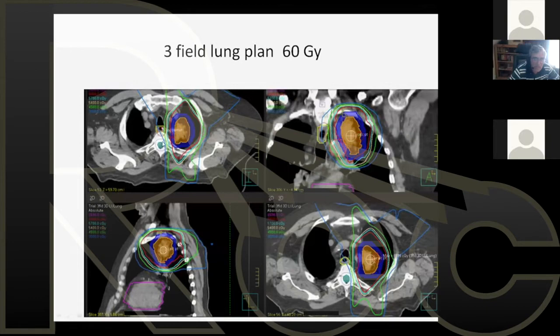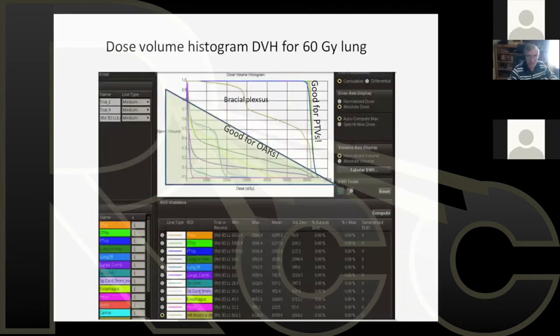Contoured would be the spinal cord and a margin around the spinal cord. And also the esophagus is contoured. And below here, you see the heart is contoured. So we look at objectives to the tumor, constraints to the organs at risk. This is what the dose volume histogram looks like.